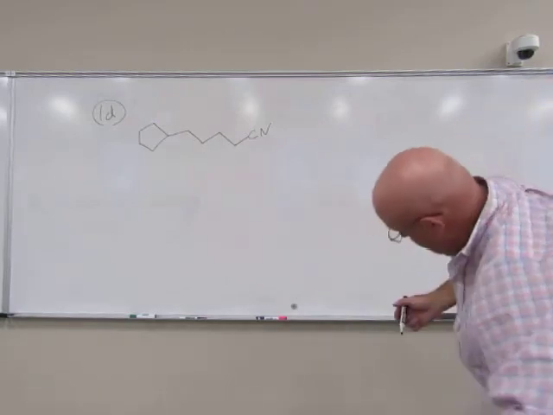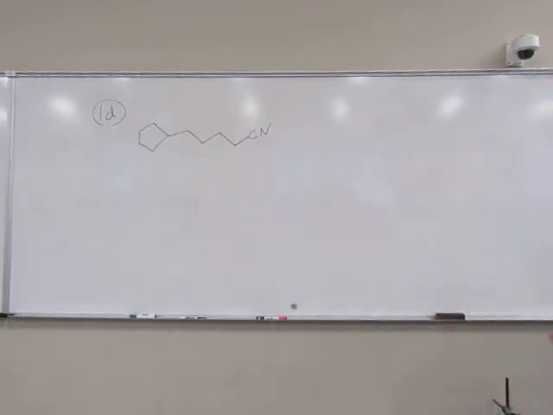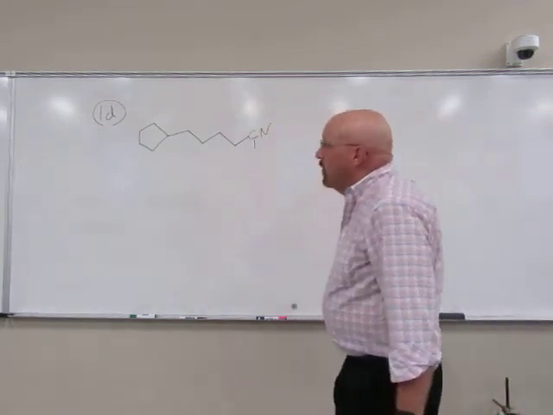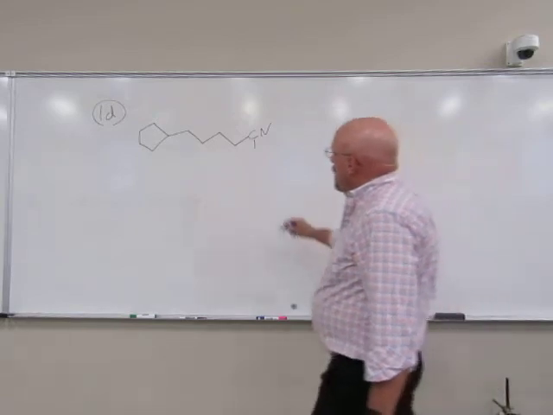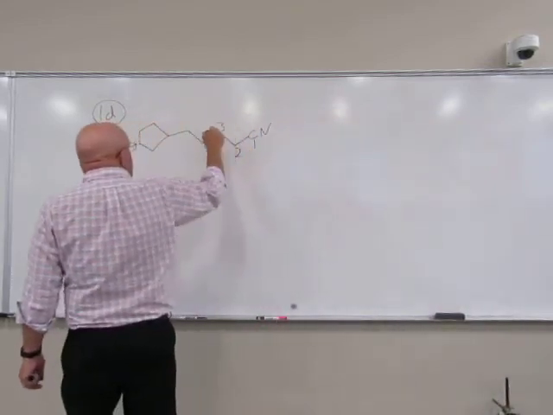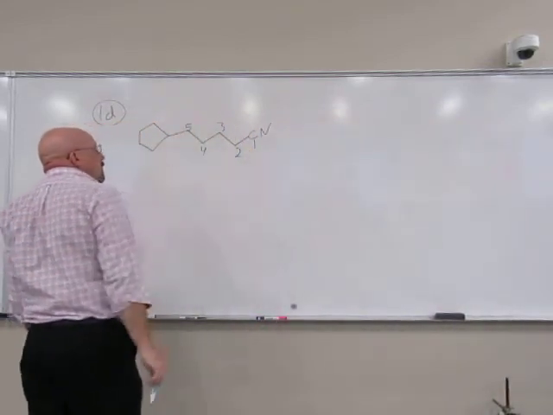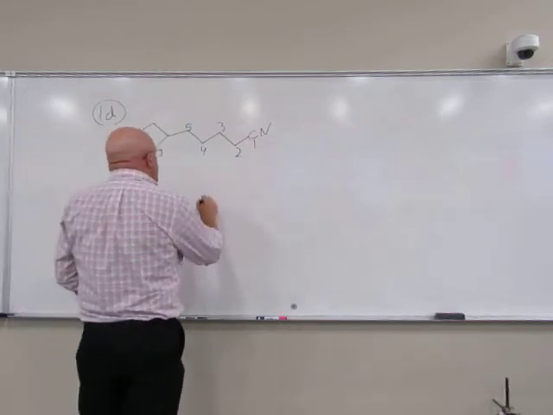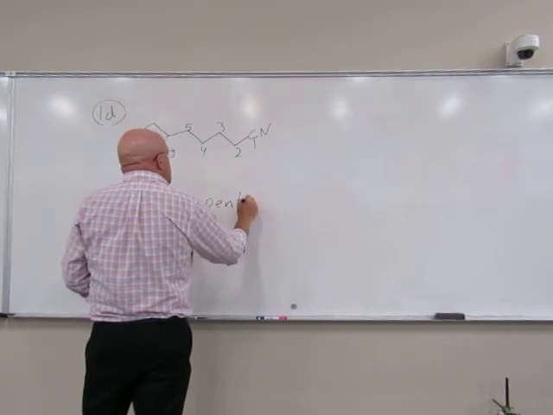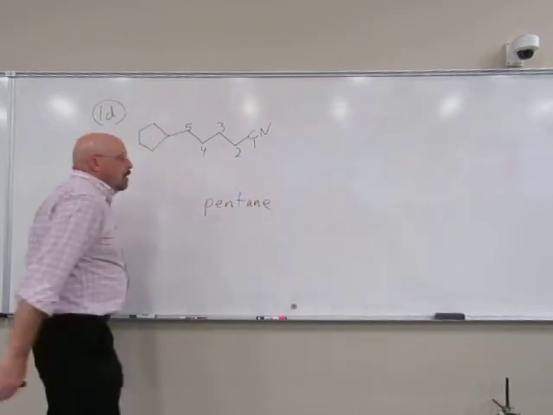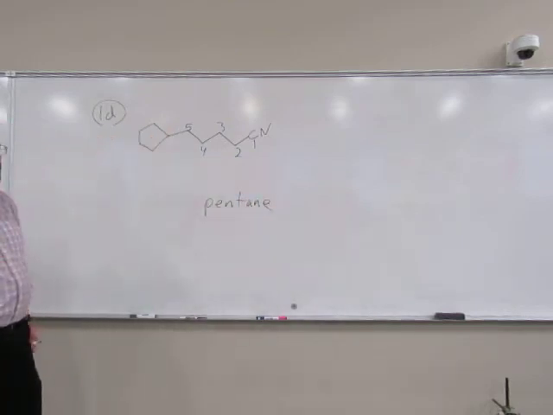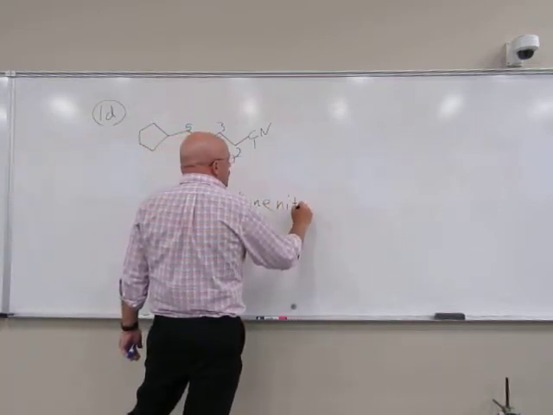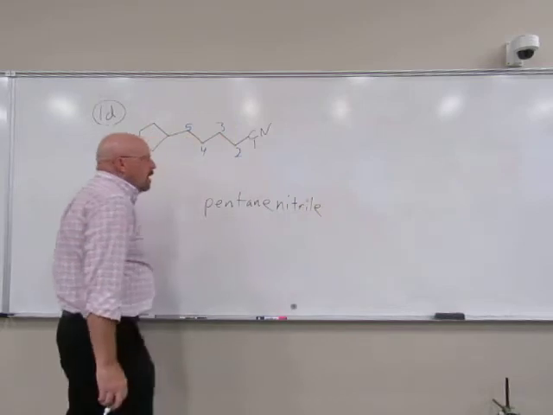Our next one here, we have a nitrile. That nitrile carbon gets the number 1 position. And we number on out, 2, 3, 4, 5. Five carbons in the chain is a pentane. And we simply add the suffix nitrile. This is pentane nitrile. Takes care of our nitrile.